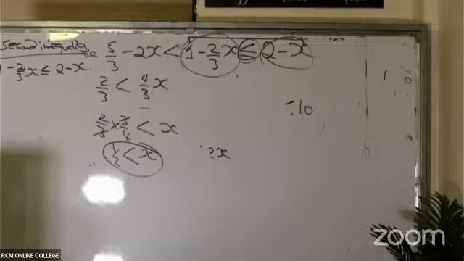I can see what Alice is giving me. Paula is telling me that x should be greater than what here? X should be greater than 3.